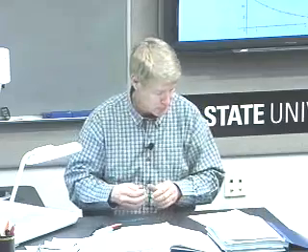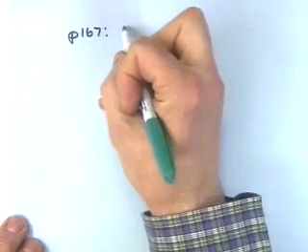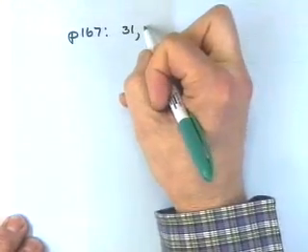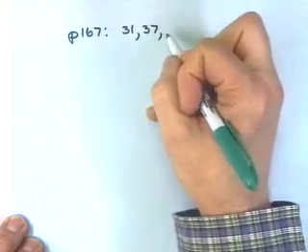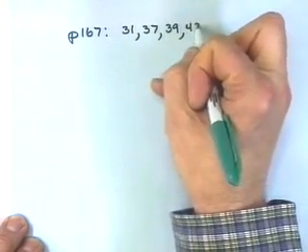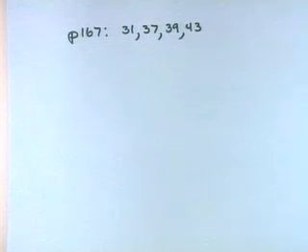I think I gave you some problems from 2.8. How far did I give you? Down to 24. Okay? So let's pick up from that point, starting on page 167. I gave you down to 24, so let's add these: 31, 37, 39, and 43.